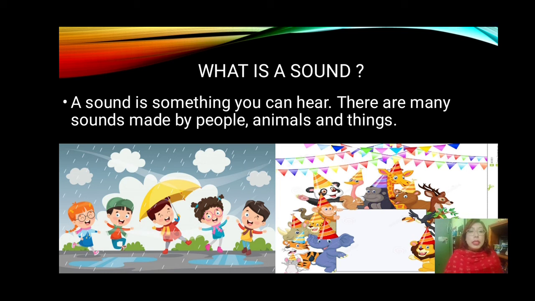There are so many sounds around us. Some of the sounds are created by people. People make sounds, right? Animals and also things. So, let us see some of the common sounds which we come across in our everyday life.